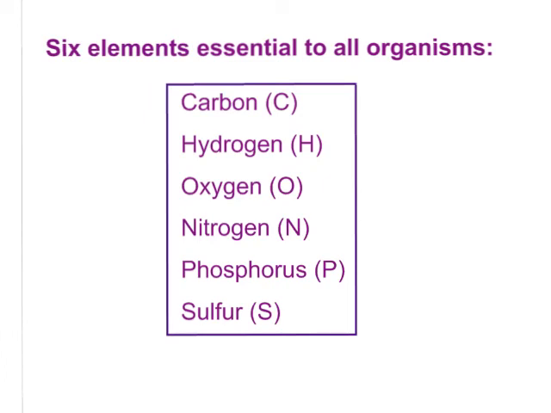And of course, for biology, we need to know the elements that are essential to life. So these 6 elements are all essential to every known organism, all organisms that we know of. Carbon is represented with a C. Hydrogen represented by a capital H. Oxygen represented by capital O. Nitrogen represented by capital N. Phosphorus, capital P. And sulfur, capital S. Those are the elements that are essential to life.